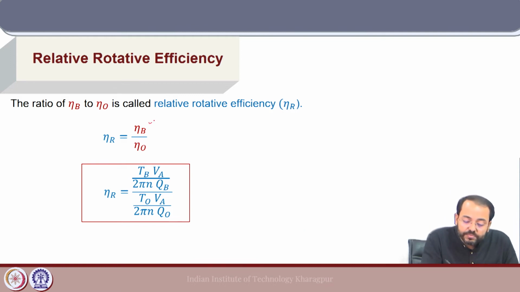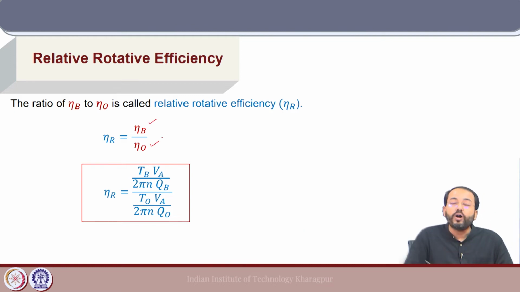So, each of these terms eta B and eta O are actual efficiency terms which define the ratio of output power by input power. So, these are practical efficiency terms for propellers, eta B and eta O, but eta R is just a ratio of two efficiencies. So, it is strictly not an efficiency term. Hence, the value of eta R can even be higher than 1. So, if we see, typically the value of eta R varies from anything between 0.95 to around 1.05 in that range.